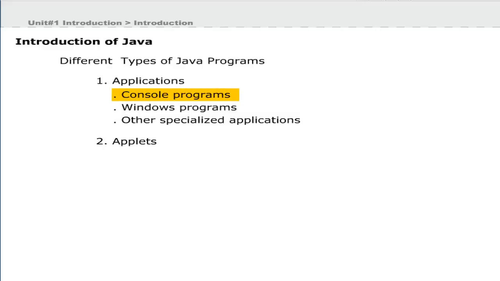Console programs are stand-alone text mode programs. These run under the control of local operating system on a console window like MS-DOS prompt or a Unix shell. Java Windows programs use graphical user interface such as MS Windows 95 or 98.